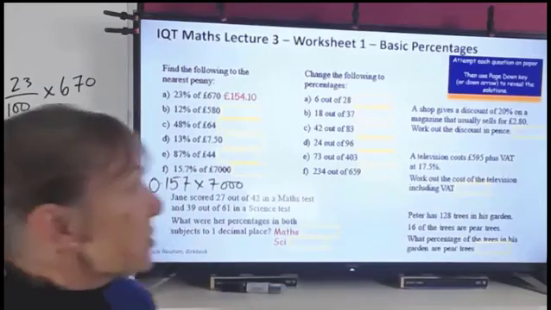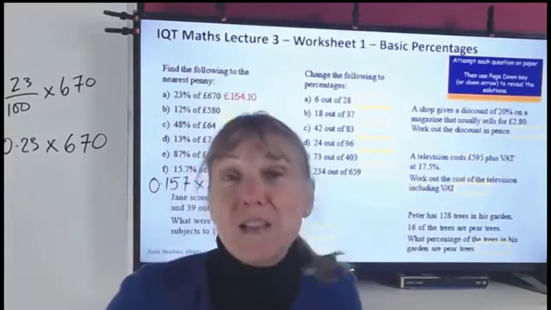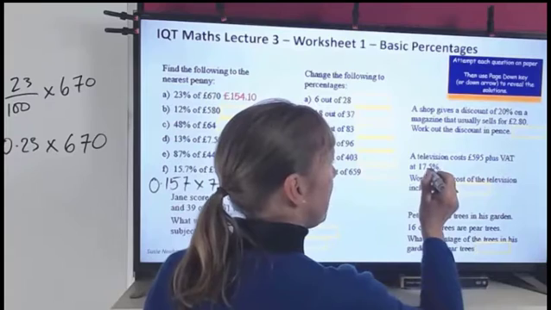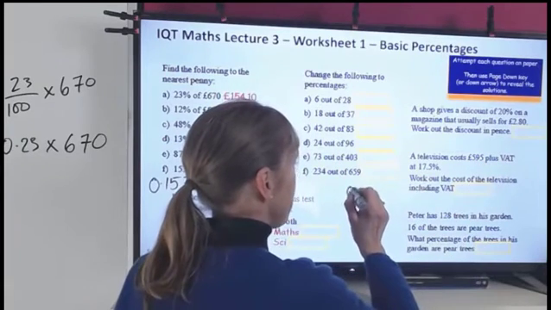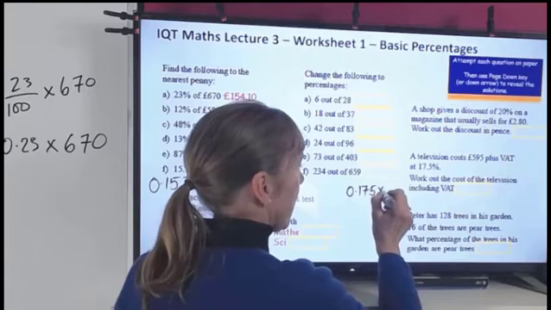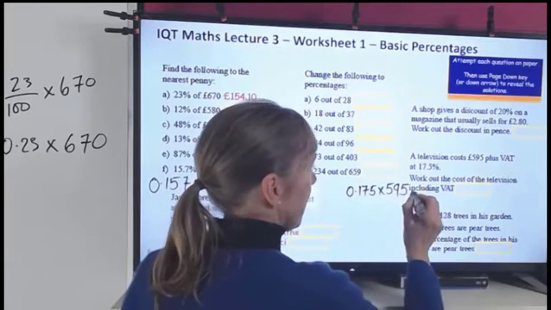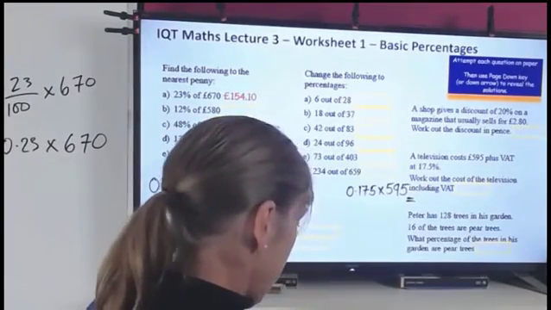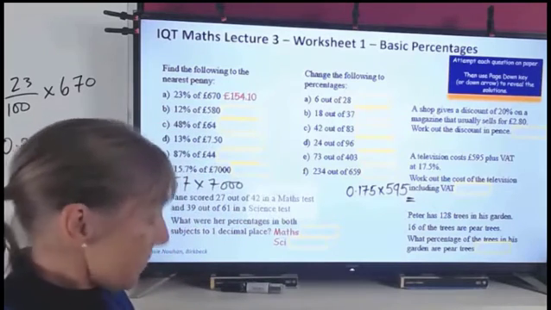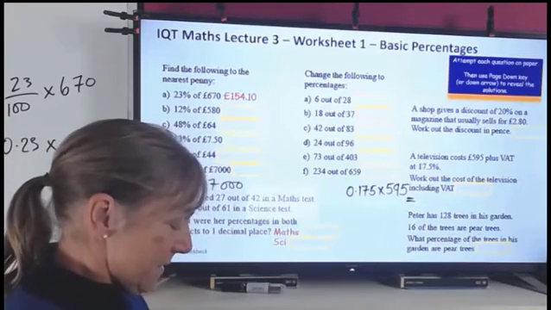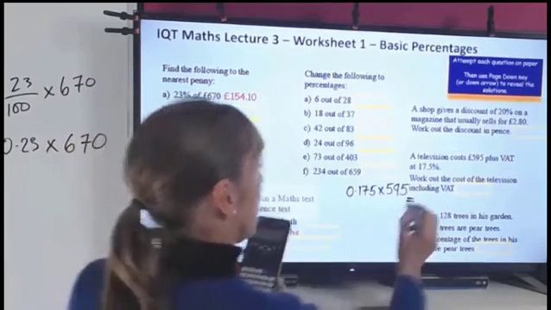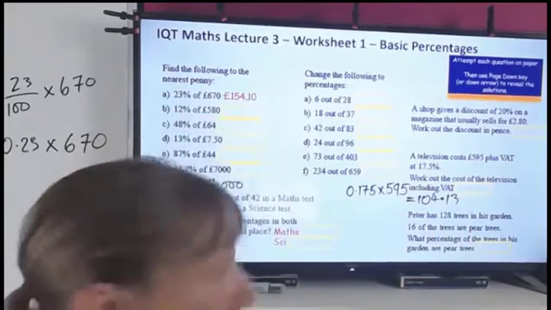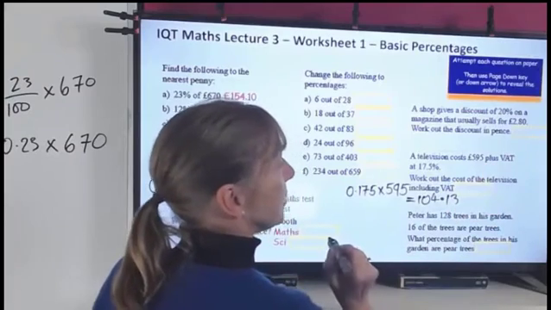Here we've got a television that costs 595 plus VAT. Well, in the next worksheet, we're going to look at percentage change. So let's do this from first principles. We're going to first find 17.5% of 595, and that equals, quickly look at my calculator, 0.175 times 595 equals 104.13 to 2 decimal places, and then we'll just add that VAT amount to the total amount.